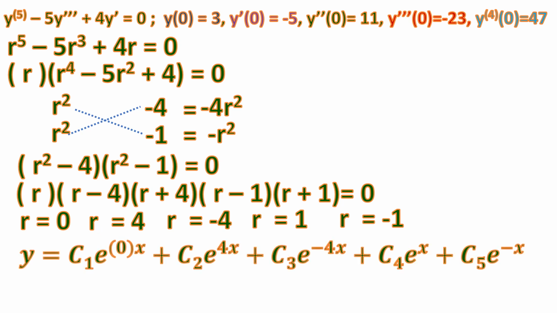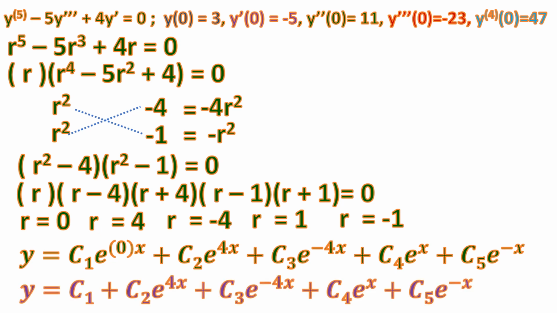And then we're going to find the general solution. So for r equals 0, c1 e raised to the 0x. For r equals 4, c2 e raised to the 4x. For r equals negative 4, c3 e raised to the negative 4x. For r equals 1, c4 e raised to the x. And for r equals negative 1, c5 e raised to the negative x. And we'll just remove the e raised to the 0 because it's just 1. So this is the y, the general solution.